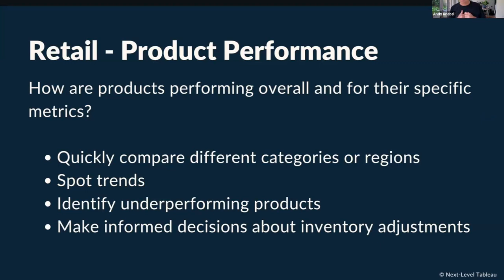And then they may see an issue with the inventory levels, and they want to be able to click on something in the inventory levels and find out, well, is it a particular warehouse that's a problem? How long has this been going on? How long have inventory levels been low? But this instant filtering or this interactivity enables the managers to quickly compare those different categories or regions. It helps them spot trends, identify underperforming products, and make informed decisions about inventory adjustments.